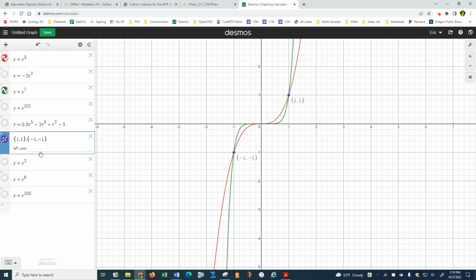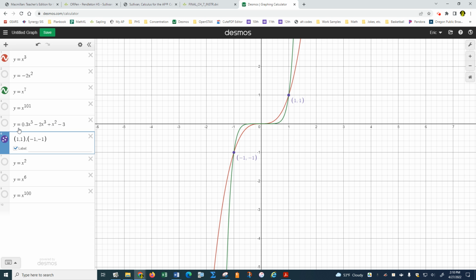So what is y equals x to the 101st? What's that going to be? It's a really big odd power of x. What's it going to look like? Draw a picture with your hands. What's that going to look like? What do you think?